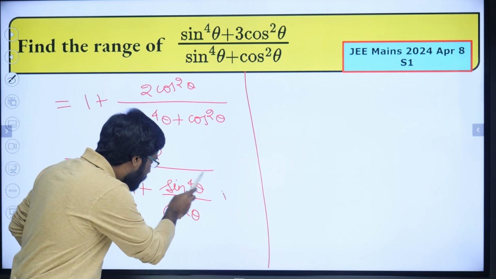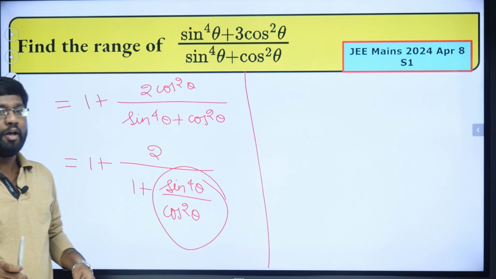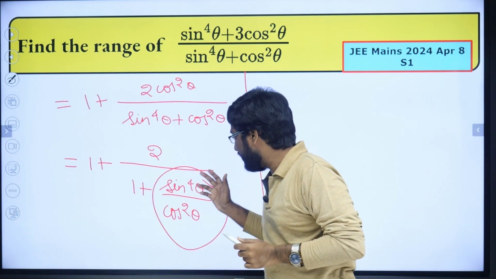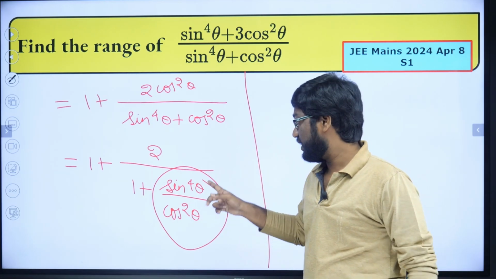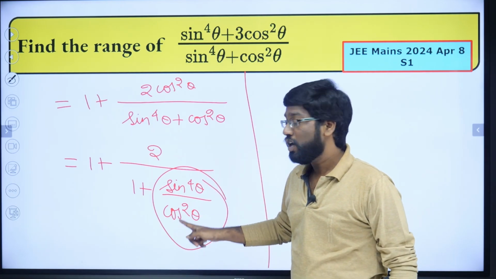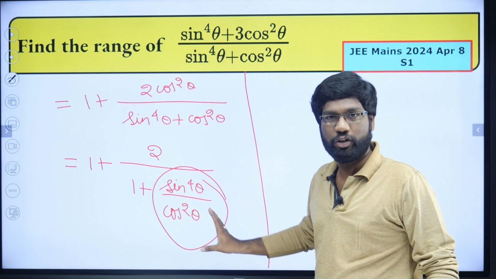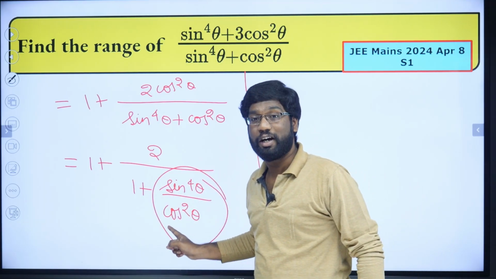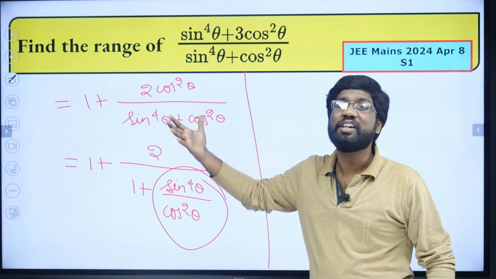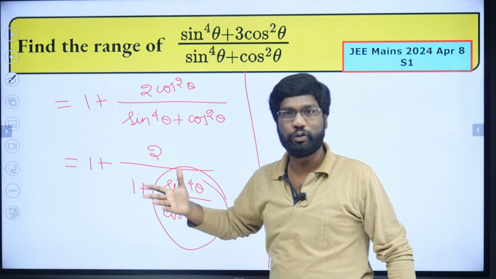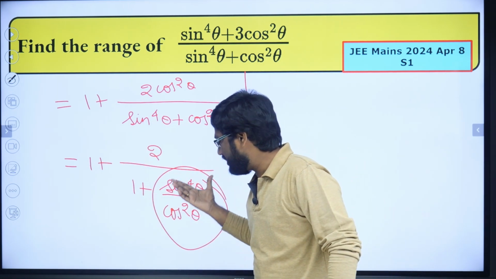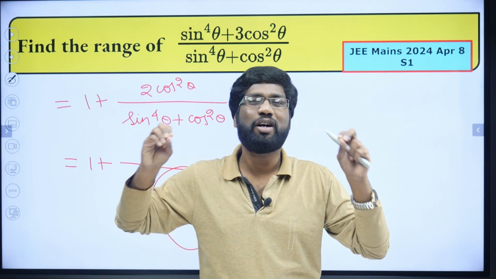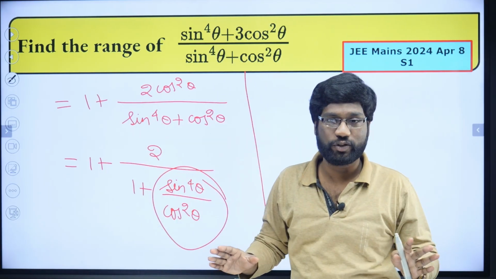Now we have to find the range only, because they have asked us to find the range. Here I have two functions, sine power 4 theta and cos square theta. Both have the same domain, but because one is power 4 theta and the other is square theta, they might have different range values. So I am going to make the sine power 4 theta into the cos form, it has to be in cos.